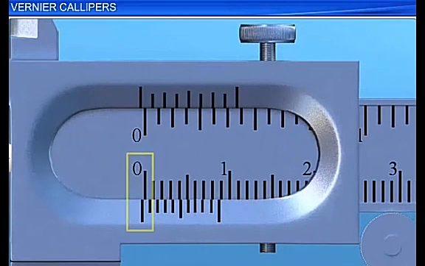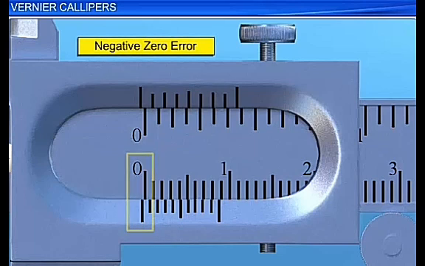When the two external jaws are in contact, if the zero of the vernier scale is on the left side of the zero of the main scale, then the zero error is said to be negative. The error is equal to the distance between the main scale 0 and the vernier scale 0.